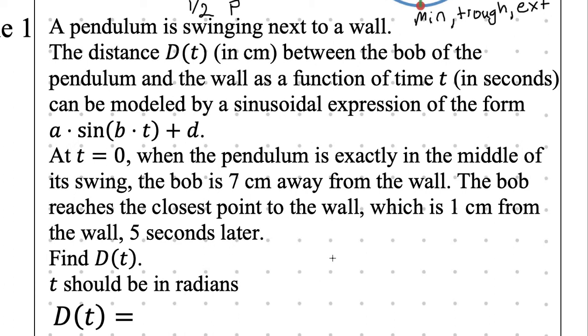A pendulum is swinging next to a wall. The distance d(t) in centimeters between the bob of the pendulum and the wall as a function of time t in seconds can be modeled by a sinusoidal expression of the form a times sine b times t plus d. At t equals 0, when the pendulum is exactly in the middle of its swing, the bob is 7 centimeters away from the wall. The bob reaches the closest point to the wall, which is 1 centimeter from the wall, 5 seconds later. Find d(t). t should be in radians.